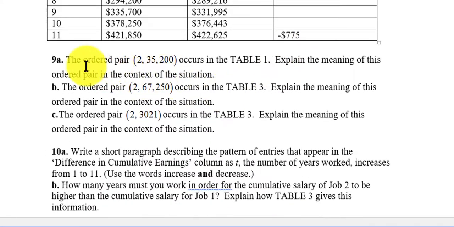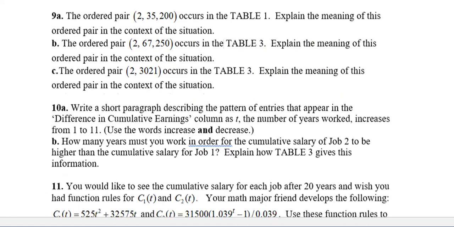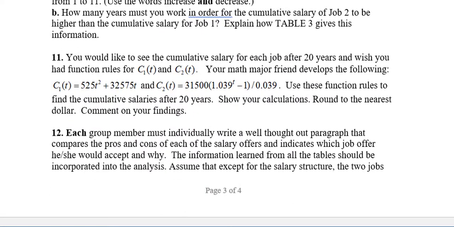I also want to point out, when you look at question 9a, it looks like there are 3 points here, but this is really x is 2, and y is 35,200, right? There's not 3 points here. I know with the extra commas it looks tricky, but it's really just 2 points, or 2 coordinates, right? X is 2, y is 35,200. X is 2, y is 67,250, and so on. Okay? All right, hopefully that helps.